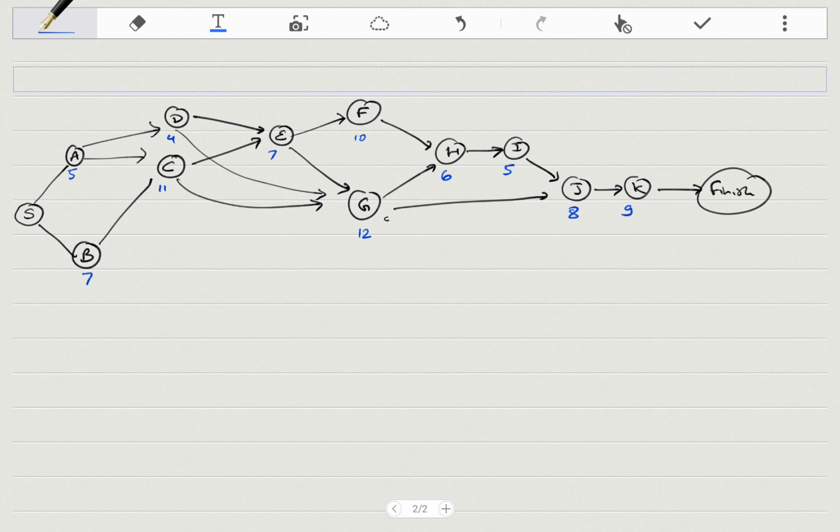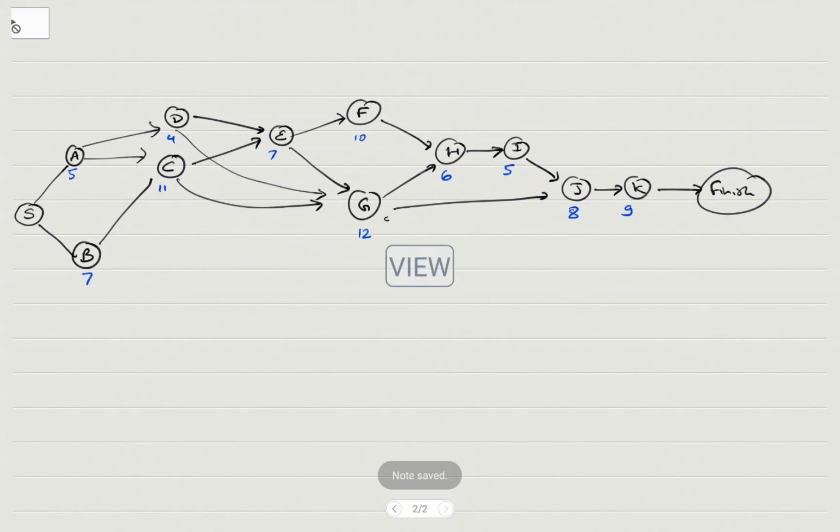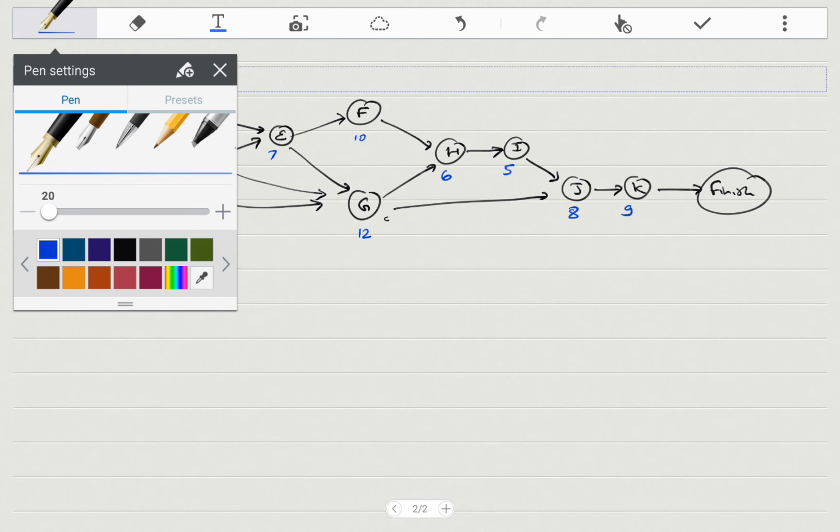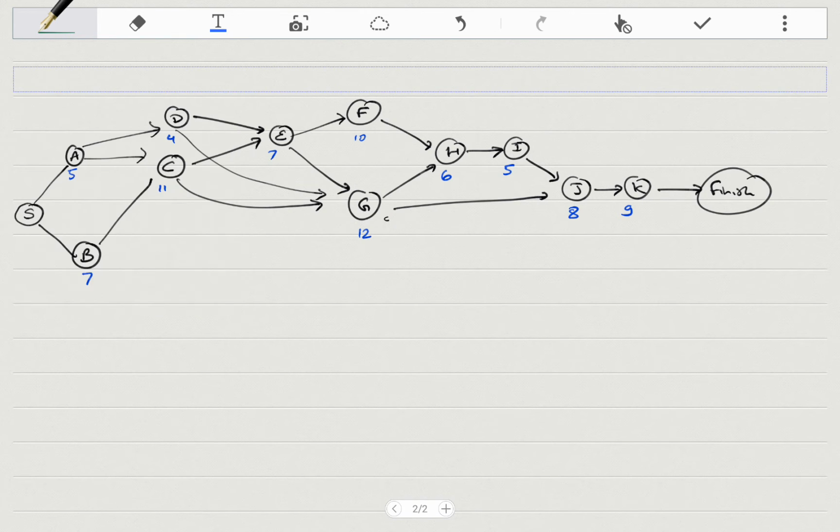Now the fun begins. Let me change the color here again. Let me do this with dark green. Let's start with 0 and 0. You can start A at 0, 0 plus 5 is 5. You can start B at 0, 0 plus 7 is 7. Now we can do C, which you can start only at 7, 7 plus 11 is 18. You can start D at 5, 5 plus 4 is 9.